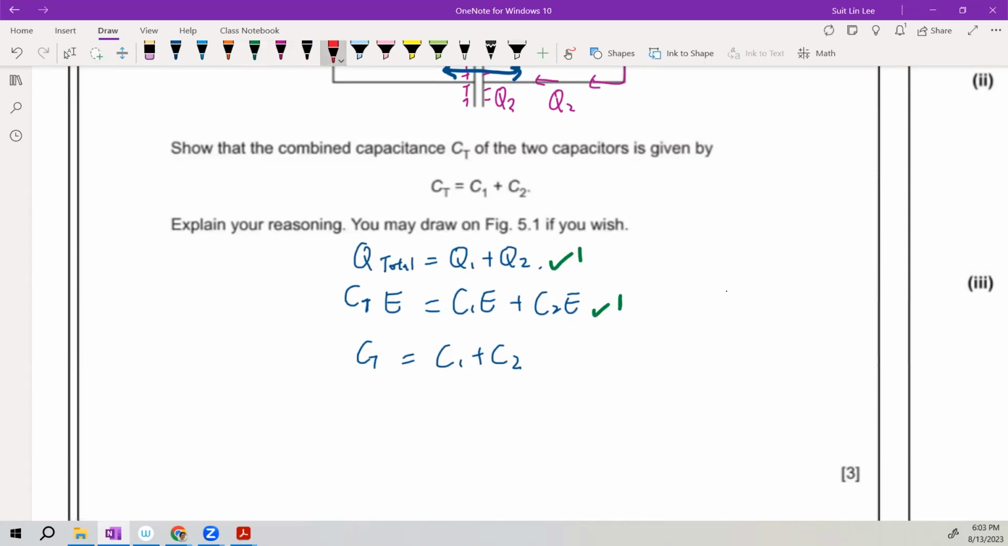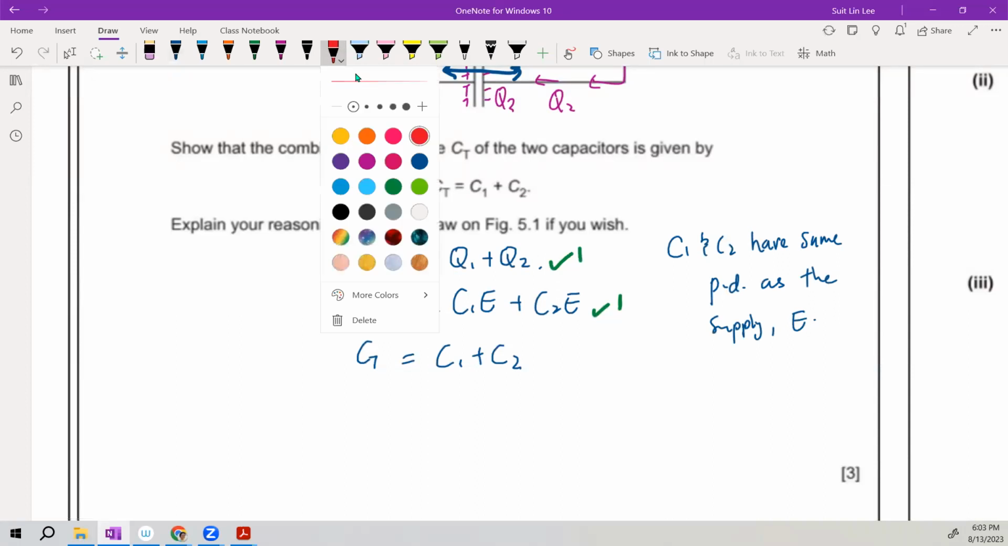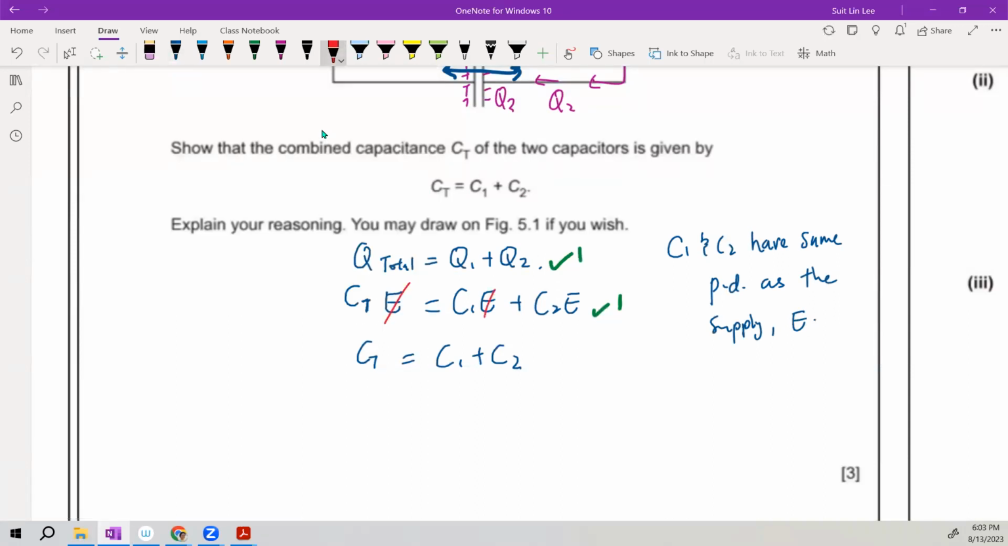You also should probably add an explanation because C1 and C2 have the same potential difference as the supply E. That's why we can cancel the E. Yoink, yoink, yoink. This is the other mark.